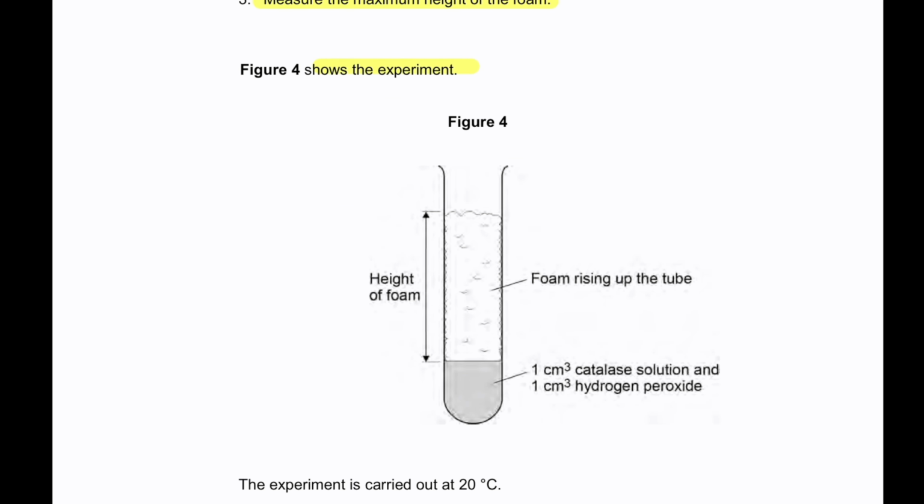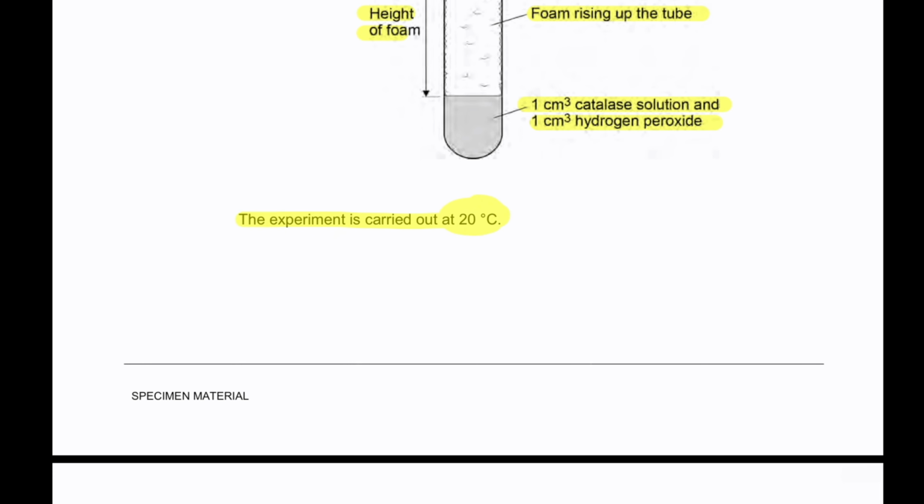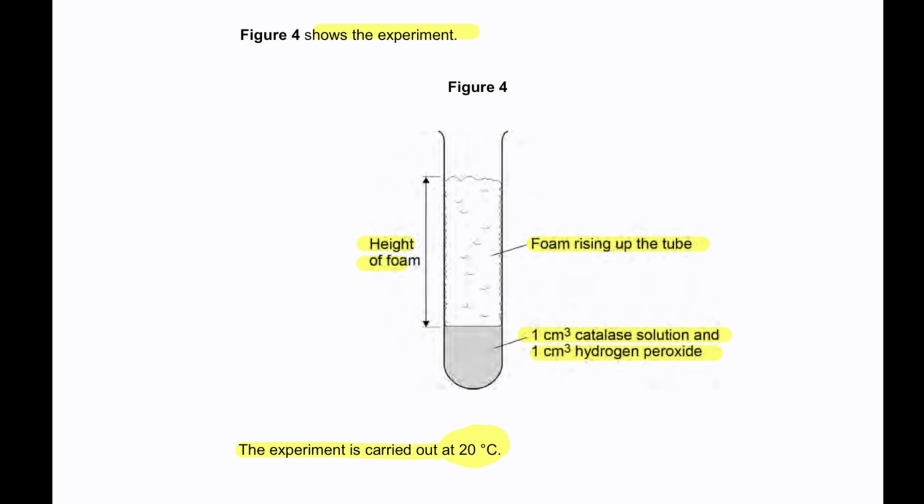Figure 4 shows the experiment. We can see the experiment, foam rising up the tube. 1 cm cube of catalase solution and 1 cm cube of hydrogen peroxide is put into this experiment and the height of the foam is measured. The experiment was carried out at 20 degrees Celsius. So the height of the foam indicates what amount of oxygen is produced in this experiment.